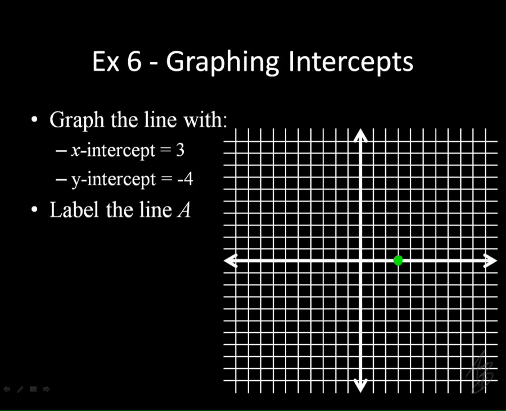And then the y-intercept is -4. So where's that going to be? If I start at the origin, where do I go? I'm going to go down 4 to right there. And there's my y-intercept of -4. And then the last thing I need to do here is what? What do I need to do to finish up? We need to draw our line here.